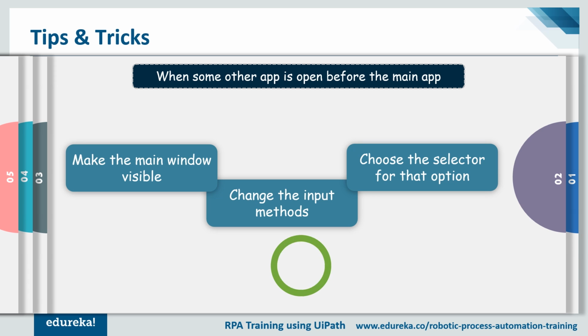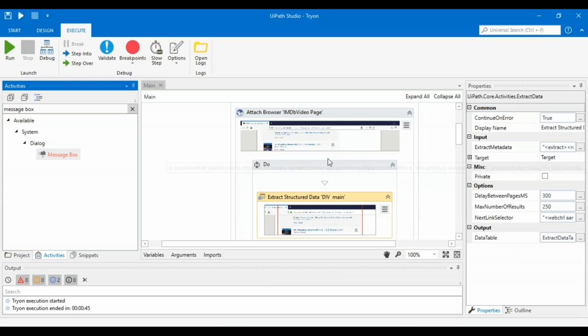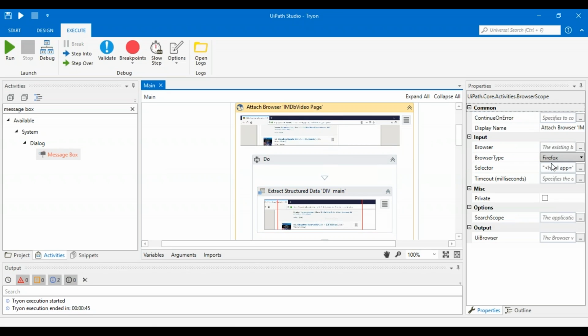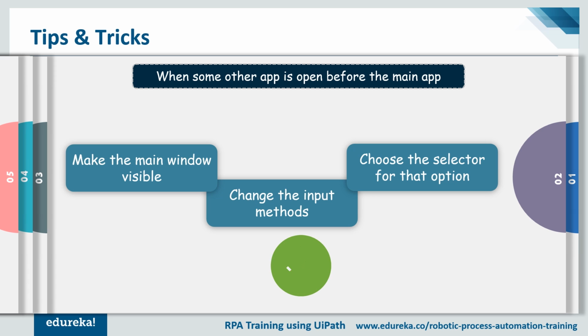If you see my UiPath, you will see that there's a selector for attaching the web browser, right? That means this is a specific selector by which the website is being identified and the data is getting scraped. So you can make sure that the selector is the right option through which all the data is being scraped and data is not scraped from any other application, right? If you want a deep understanding of selectors, then I'll leave a video link and you can refer to that video to understand selectors in more depth. But guys, these are the three main options that you can go for: make the window visible, change the input methods, and choose the selector for that particular option.